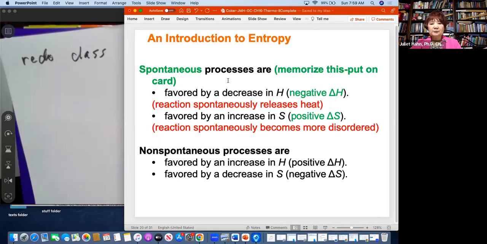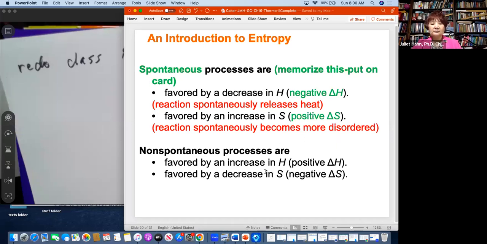So spontaneous processes are favored by a decrease in enthalpy. If you have a negative delta H, the reaction is more likely to be spontaneous, because if G is negative, it's a spontaneous process. It's also favored by an increase in entropy, positive delta S. So reactions spontaneously become more disordered. Reactions spontaneously release heat.